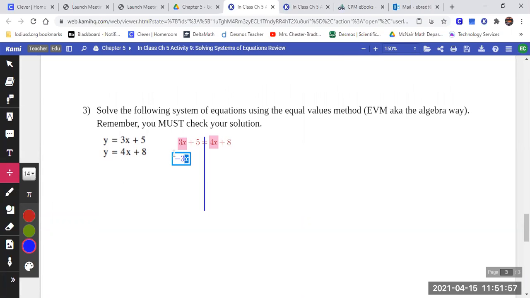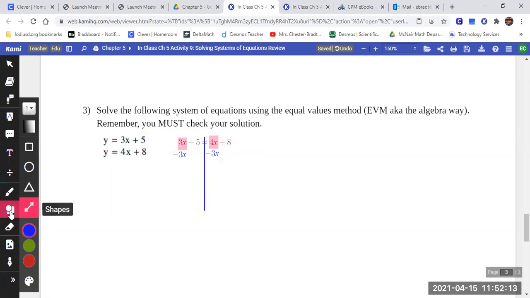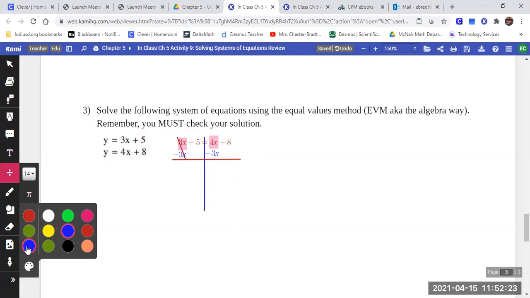So minus 3x. Whatever we do on the left, we have to do on the right. We have to keep the balance. So 3x minus 3x, all gone. Do the math. What's going to be left on the left-hand side then? 5, all right? And that 5, which is all that's left, is going to be equal to what happens on the right-hand side?